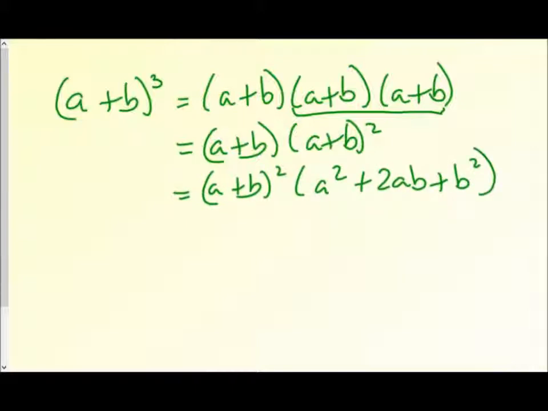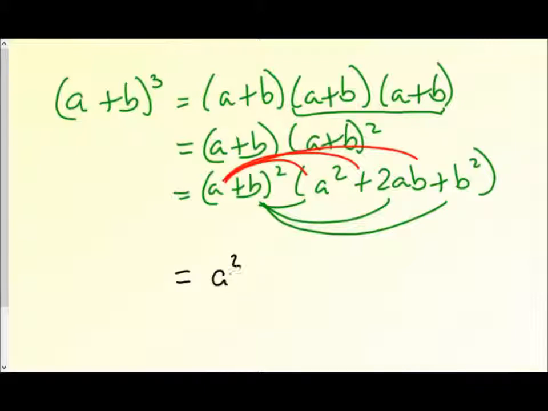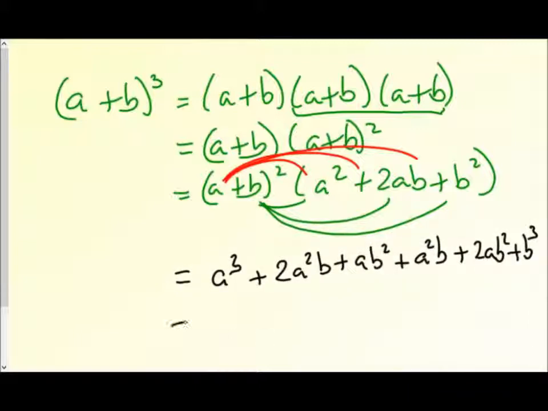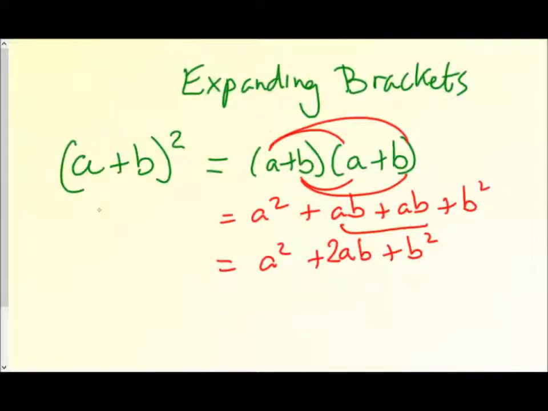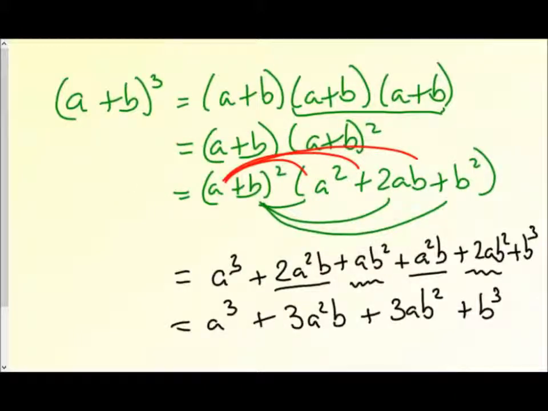Now what I've got to do here is carefully expand the brackets, multiply a by each of those 3 terms, and then b by each of those 3 terms. Okay, so that's how we expand a plus b squared. That's how we expand a plus b cubed.